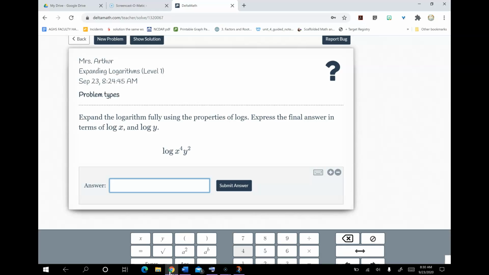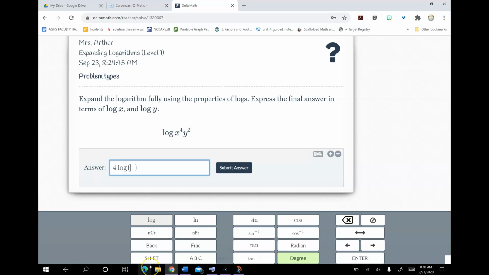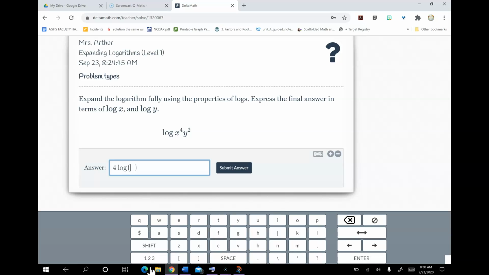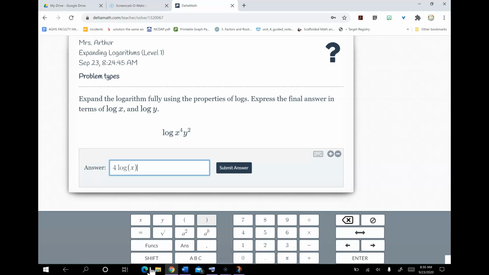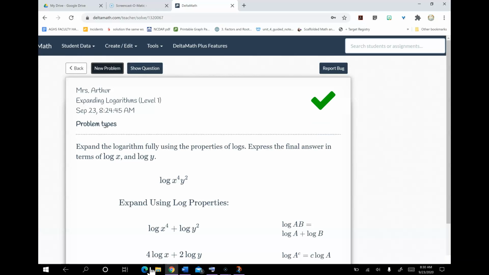So when I go back to Delta Math, I'm going to type this in. It's going to be 4, and you need to go to functions. Your log is right here. Then go back. 4 log of x. We want to close that parenthesis. This is going to be adding. 2, go back to functions, log, go back, and it's going to be y on the inside, and you're done. So just like in Desmos, log is under functions.